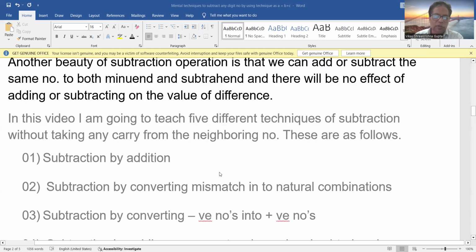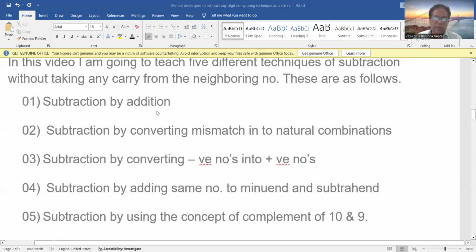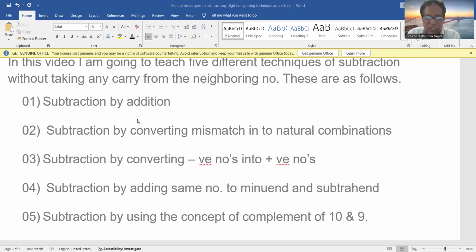Now, first of all, before going into this, I want to show you the 5 different techniques of subtraction without taking any carry from the neighboring number. The first technique is subtraction by addition. You will be amazed how it is possible to do subtraction by addition, but this is the real beauty of speed mental math. You are not doing any subtraction, you are instead doing addition, and then you find the answer of the subtraction.